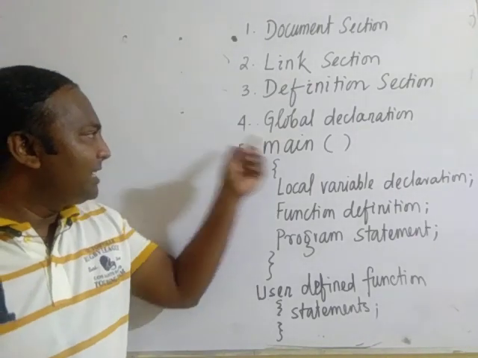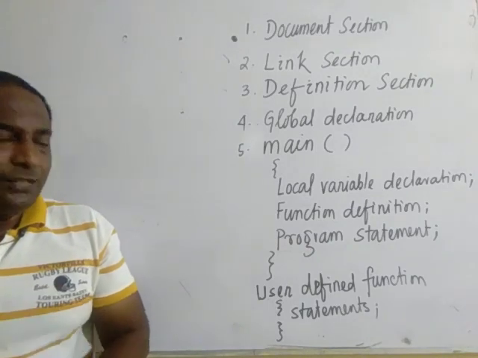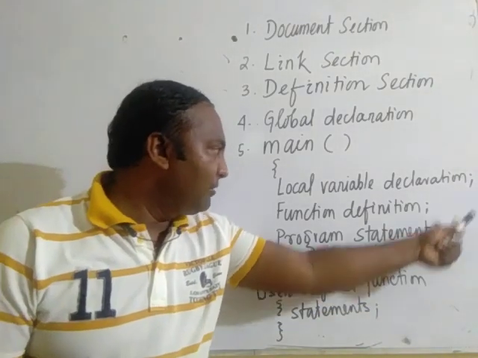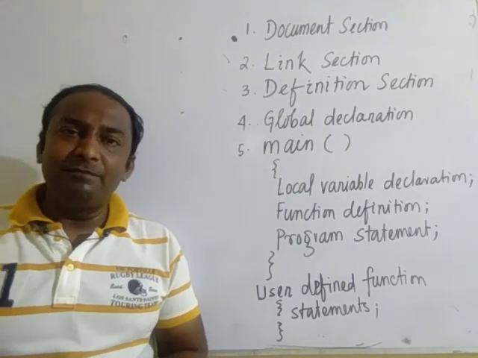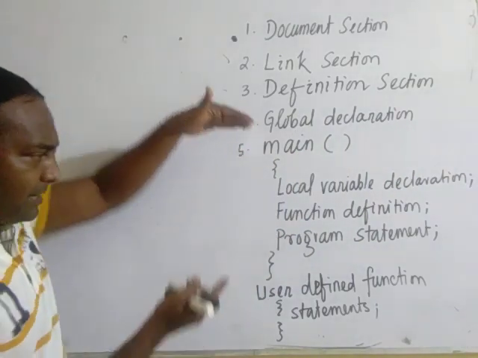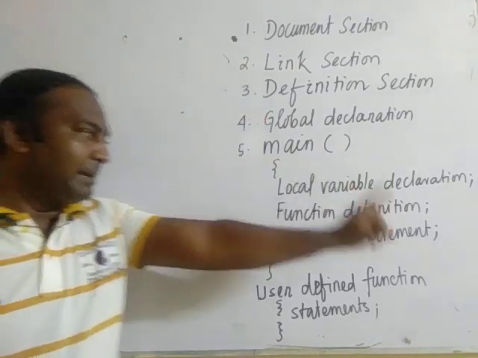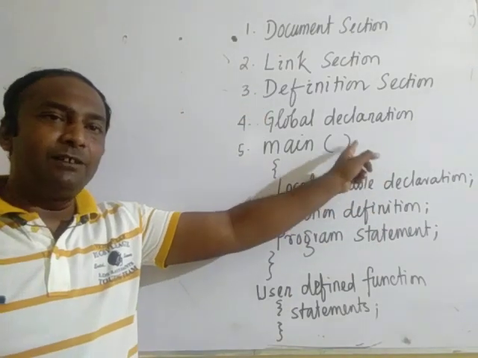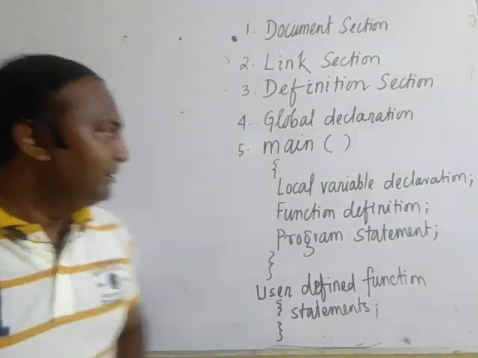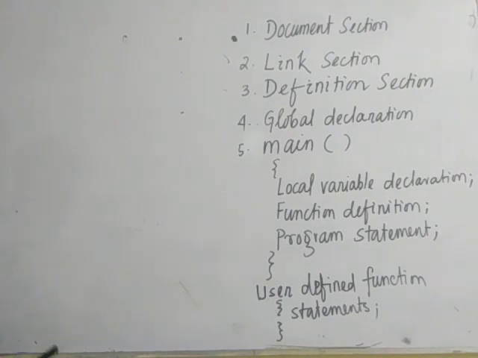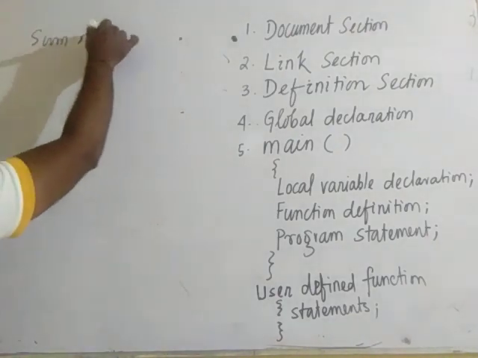These are the instructions line by line, and each instruction must be terminated with a semicolon symbol. But the main function itself does not terminate with a semicolon. Each statement inside the main function will be terminated with the semicolon, except the main function. In the main function line we cannot give the semicolon symbol. Okay, let's try a simple example. I want to find out the sum of two numbers.